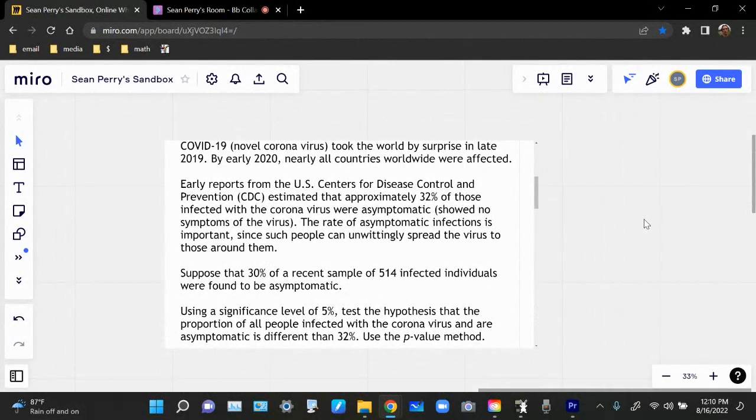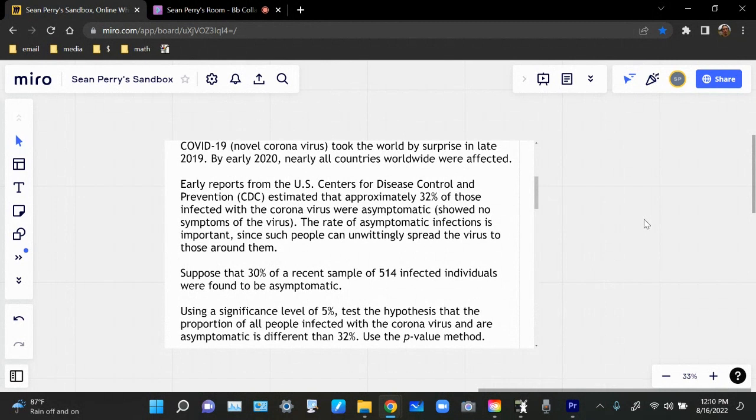All right, let's take a look at another problem from the homework. This one says, COVID-19, novel coronavirus, took the world by surprise in late 2019. By early 2020, nearly all countries worldwide were affected. Early reports from the U.S. Center for Disease Control and Prevention, the CDC, estimated that approximately 32% of those infected with coronavirus were asymptomatic, showed no symptoms of the virus. The rate of asymptomatic infections is important since such people can unwittingly spread the virus to those around them.